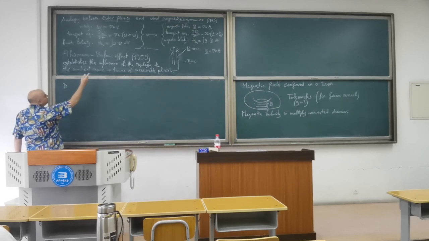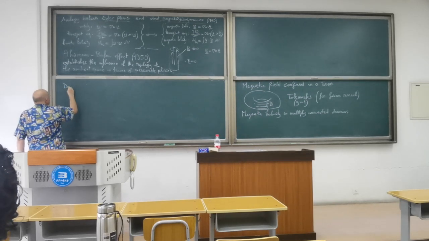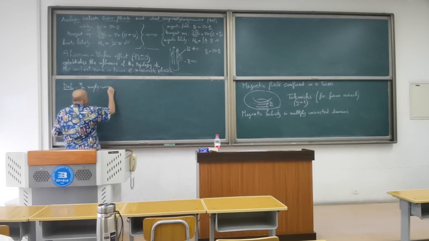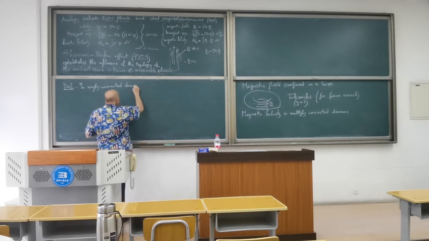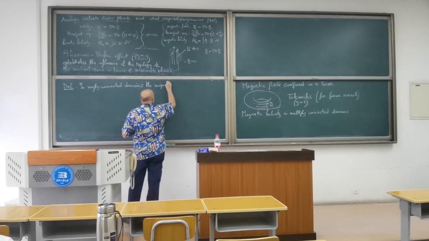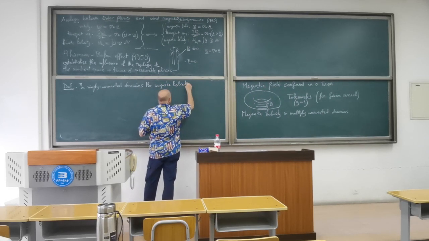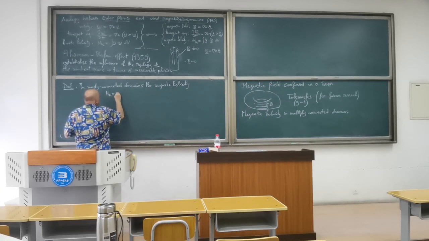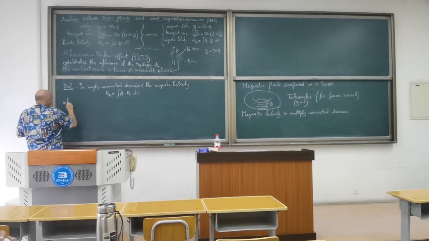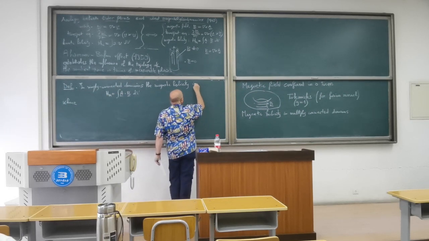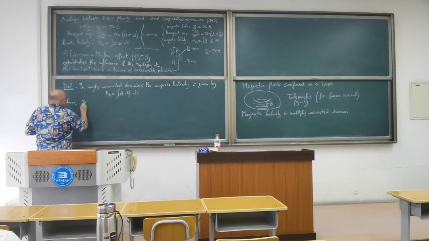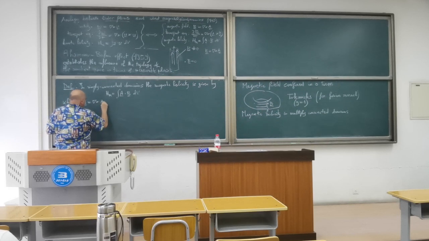So let me say that the definition is there. The definition, in a simply connected domain, of the magnetic helicity, what I wrote there, H_M, is the integral of A dot B dV, where the magnetic helicity is given by that, where B equals the curl of A.